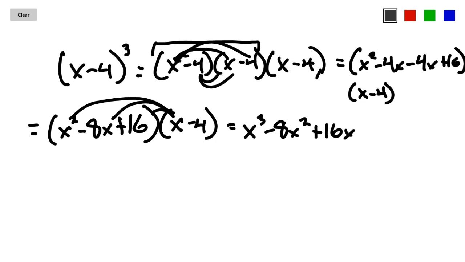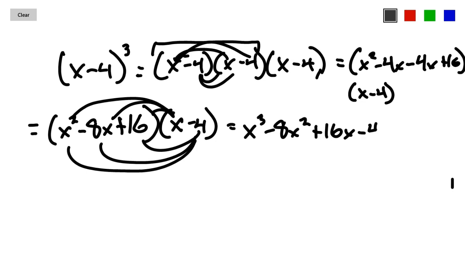And then after that's done, I'm going to multiply the minus 4 by each of the 3 terms also. So minus 4 times x squared gives me a minus 4x squared. Then a minus 4 times a minus 8x gives me a plus 32x. And then a minus 4 times 16 gives me a minus 64.